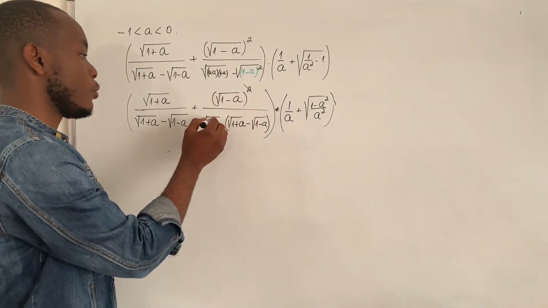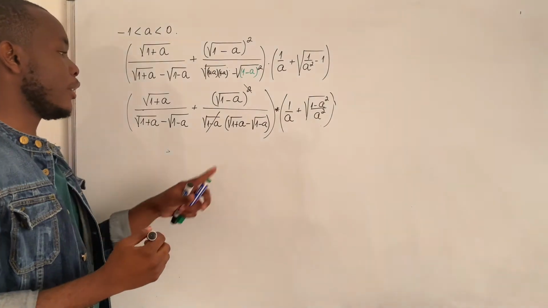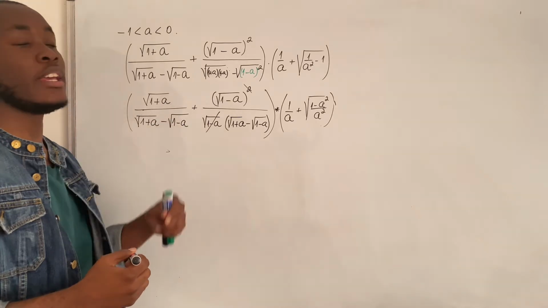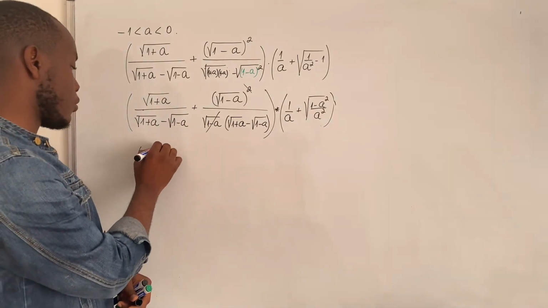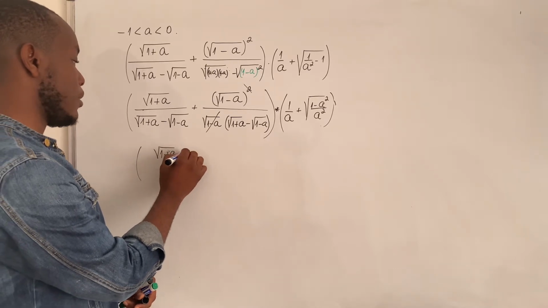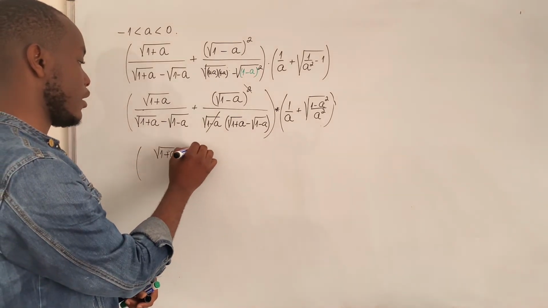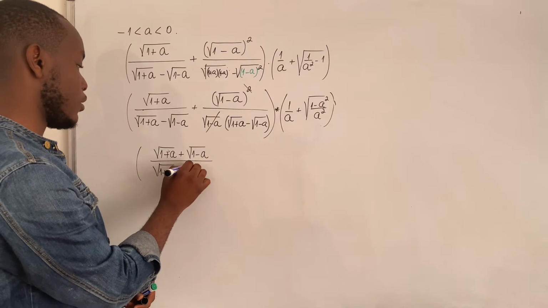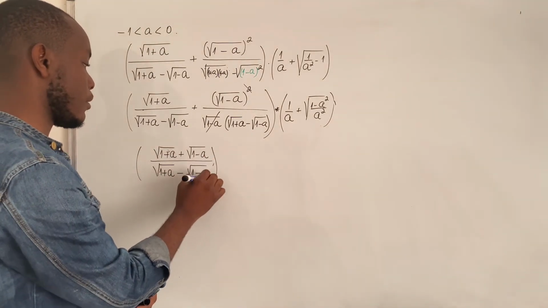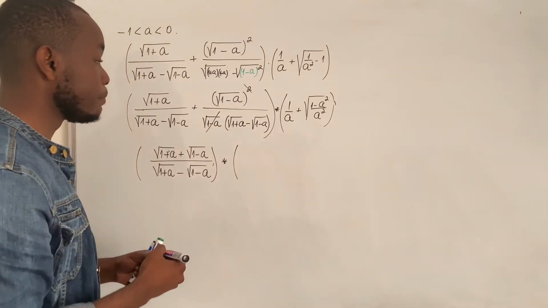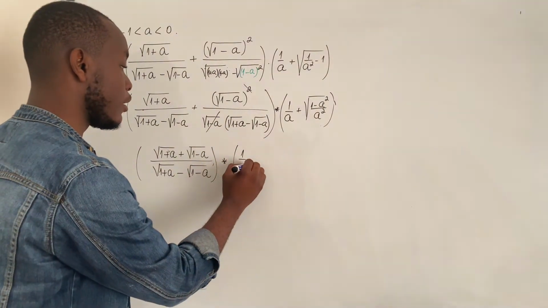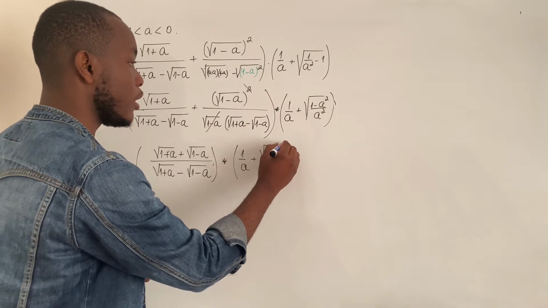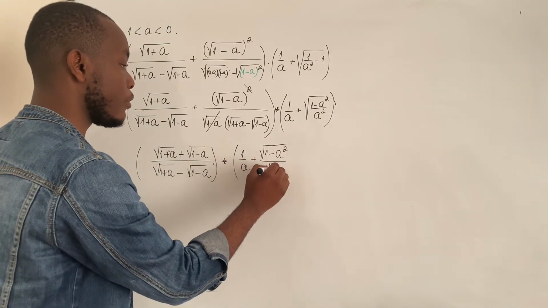Now we can simplify this 2 with this square root. And now they will have the same denominator. We can just keep the denominator and add the numerators. So we're going to have now square root of 1 plus a plus square root of 1 minus a over square root of 1 plus a minus square root of 1 minus a. Okay, perfect. Now we have here 1 over a plus, we can separate each one with its denominator, over square root of a squared.